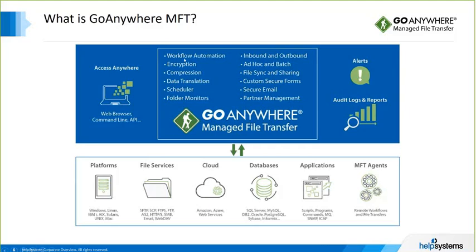Well, it starts with workflow automation, and it replaces your legacy scripting with project workflows that handle the file encryption, compression, and data translation of your files. So for example, you could replace your shell or bat script with a project in GoAnywhere that connects to an SFTP server, downloads an encrypted CSV file, decrypts the data, moves it to a database, and then archives the CSV file in a new location. Now, it does all of this through an intuitive drag-and-drop user interface without any coding involved.